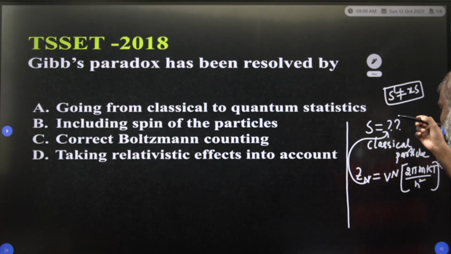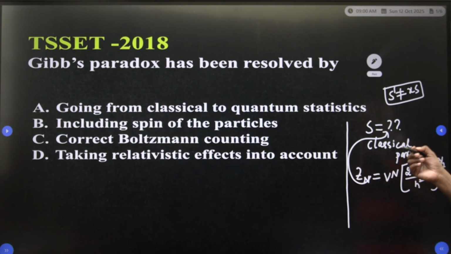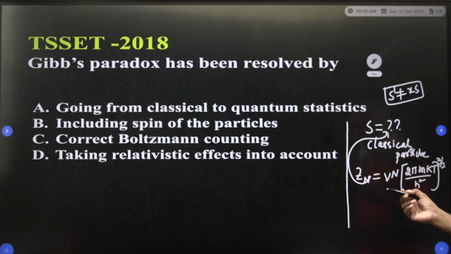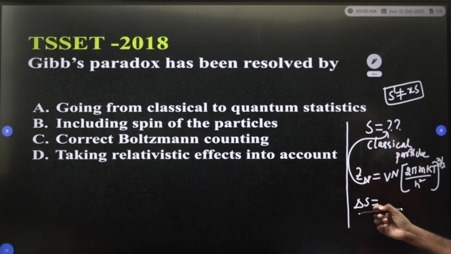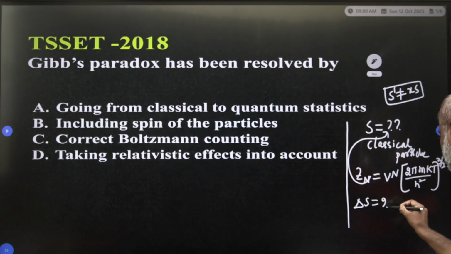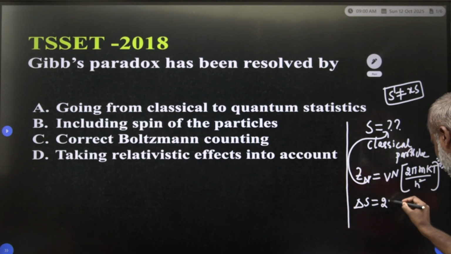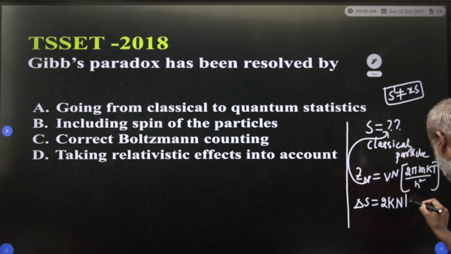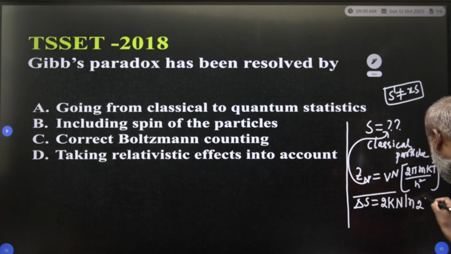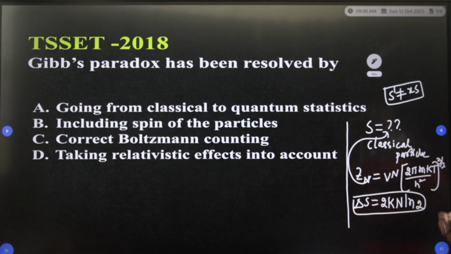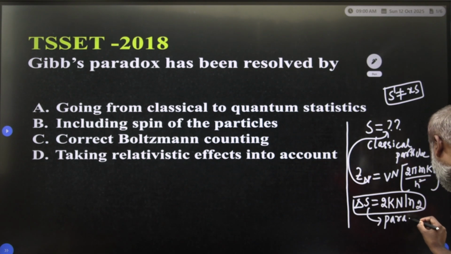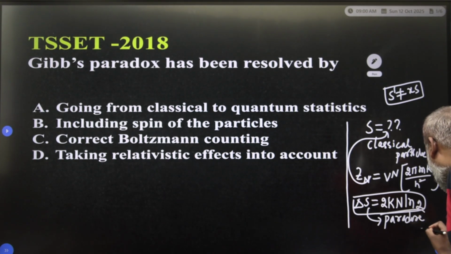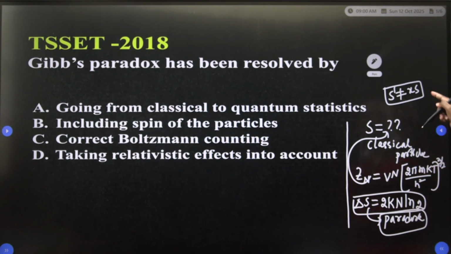There is a paradox that will be generated. So how much paradox will be generated? Suppose you take two particles, you are able to get it as 2kn ln2. This much of the Gibbs paradox is extra added. So how will this paradox be resolved? This paradox can be resolved.